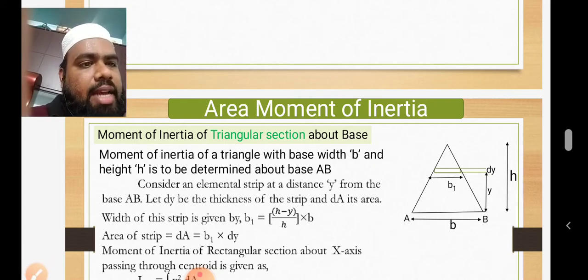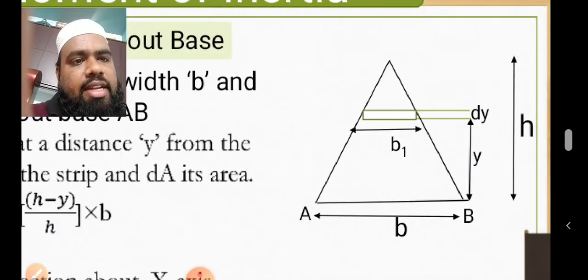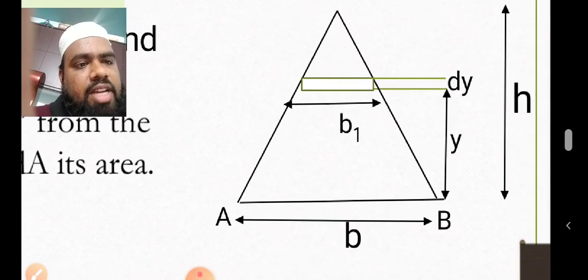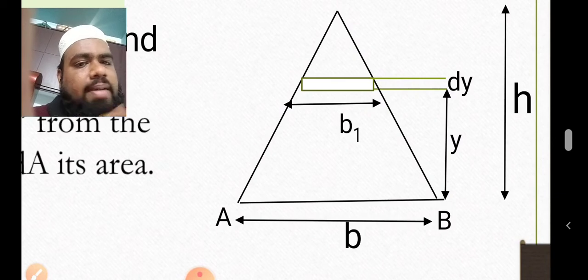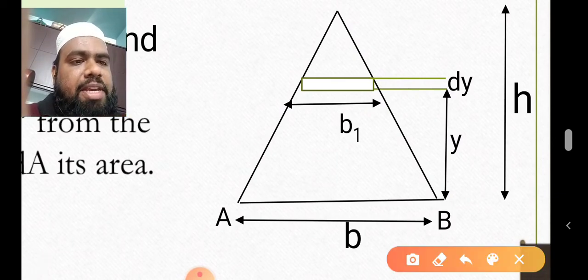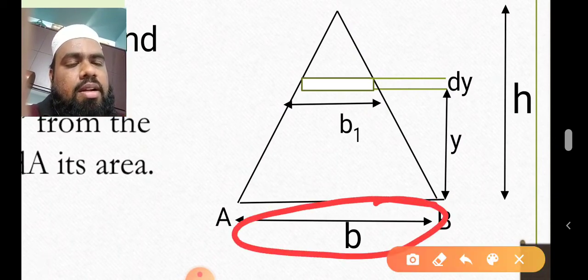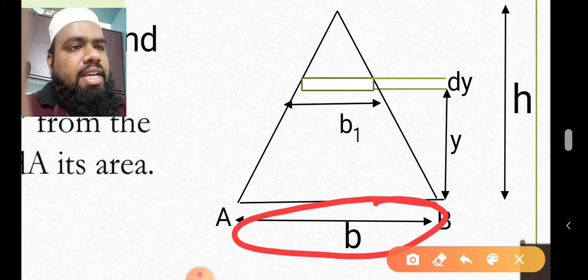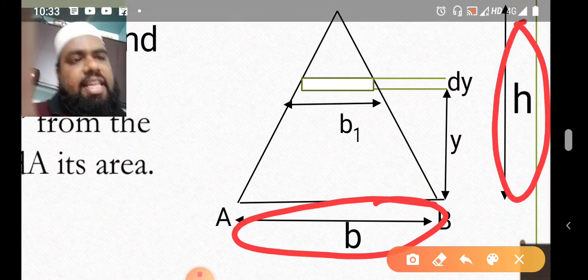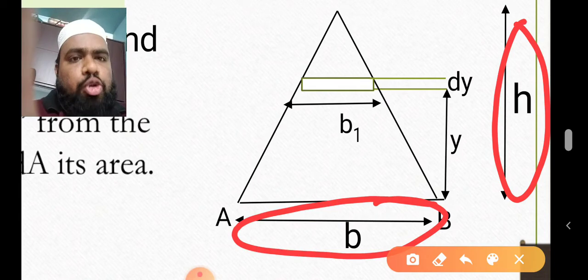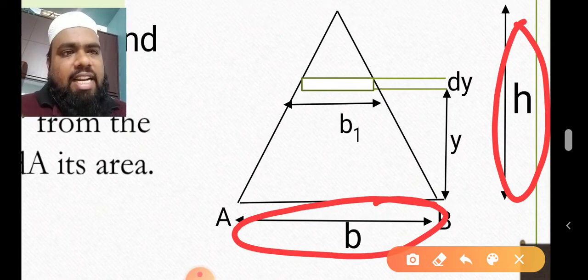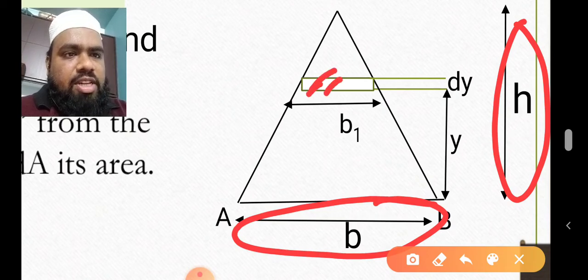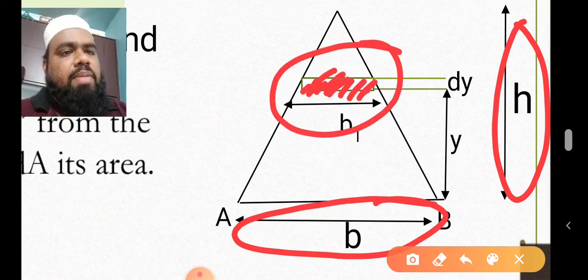Now look at the diagram. This is your diagram. Now consider a triangle of base B and height H. Clear? To find the moment of inertia about base, we must consider a strip. This will be your strip.